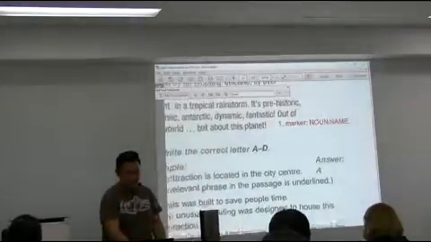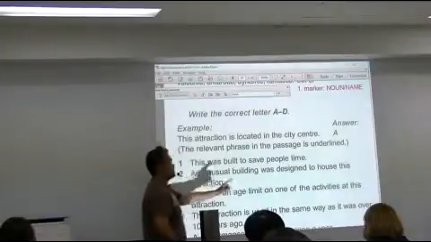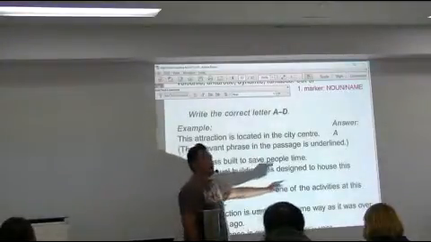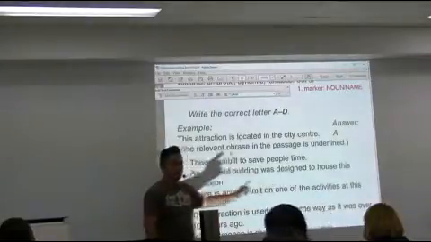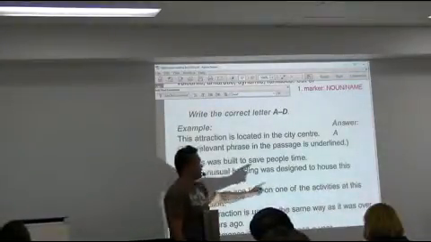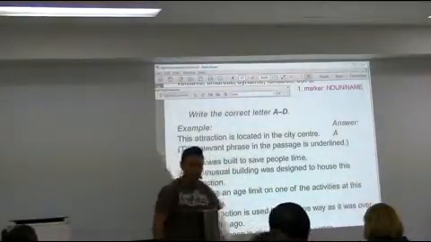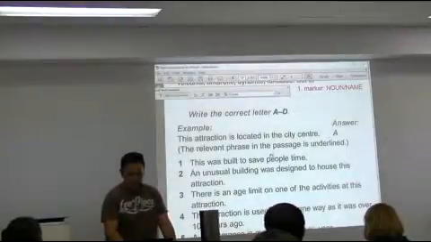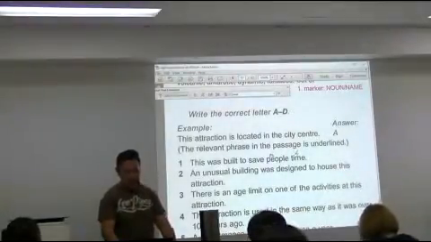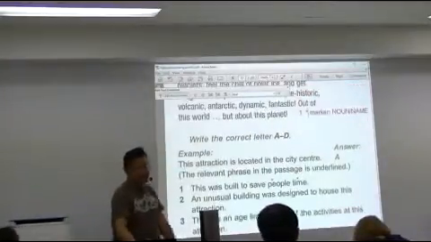For example, question number 1. This was built to save people time. Which do you think is our marker here? People and time. 명사, noun, isn't it? So let's put here a star, people, and time. Marker, I will use the star symbol.